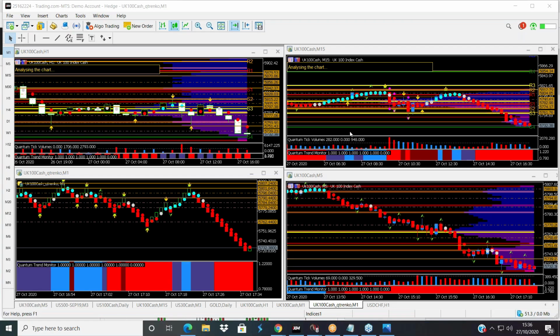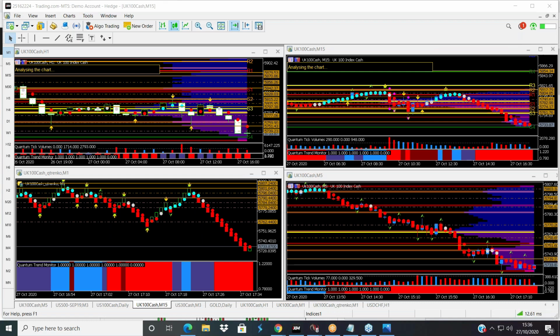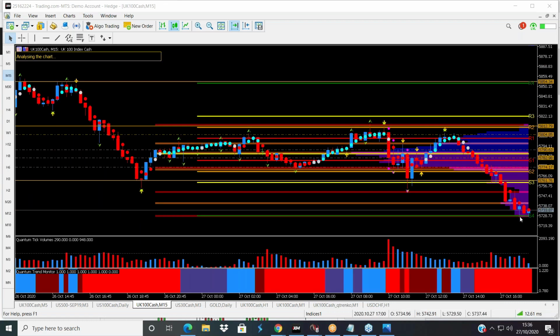I'll come back to David literally in a second, because it looks like you've got a nice reversal going on there, David, haven't you? On the other hand, we are having a bit of a struggle here on the S4. You can see here we've had one test, two tests, and three, and it's not going to go through. Is it going to reverse off here? Well, a little bit of patience is now required.